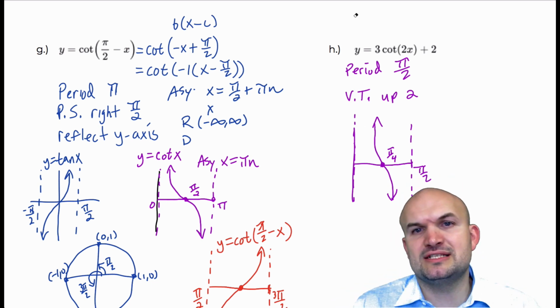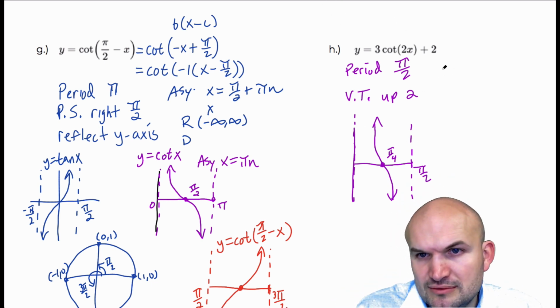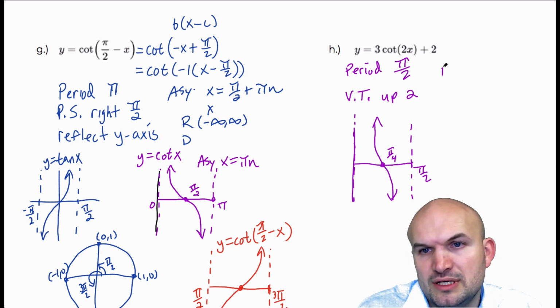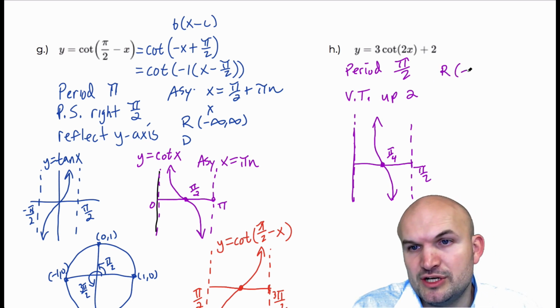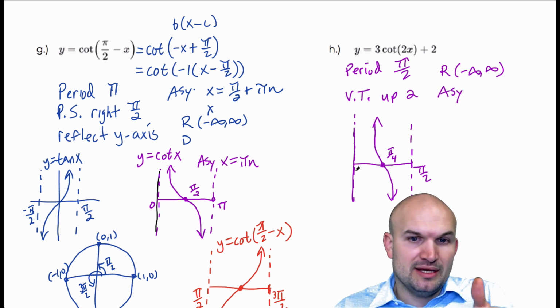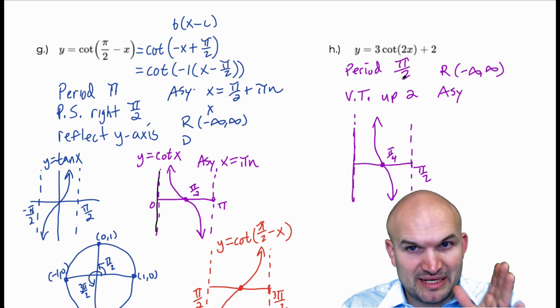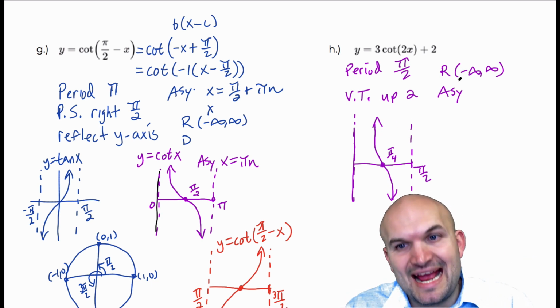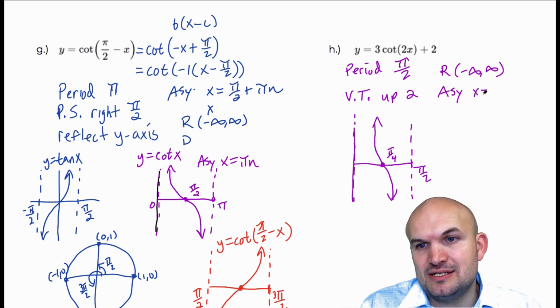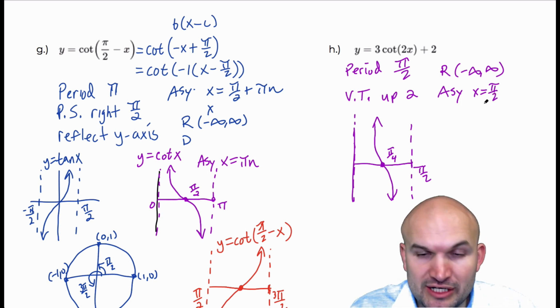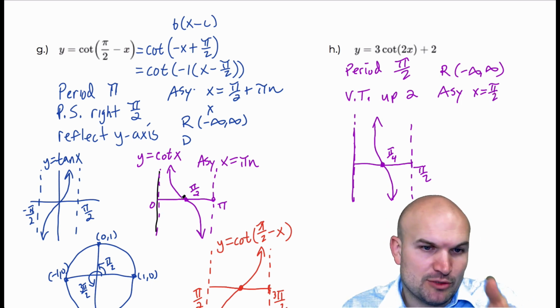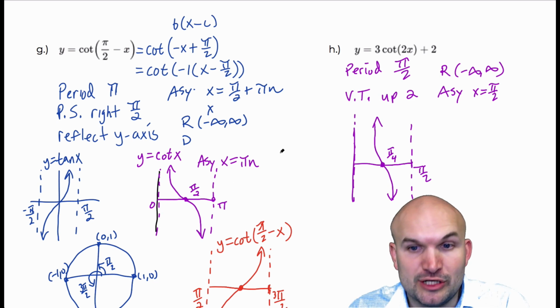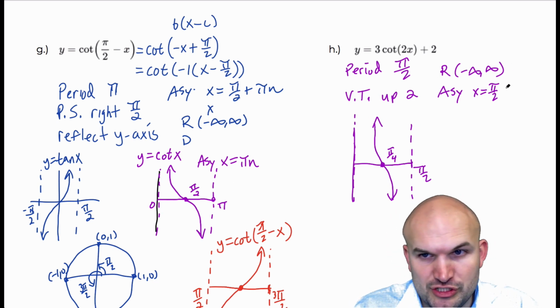Now, as far as the range here, we're going to do from negative infinity to infinity. As far as the equation for the asymptote, you can see that the asymptote is still going to start at 0, but instead of it being pi n, it's now pi halves n. So x is equal to pi halves n, because the asymptote occurs every period n, unless there's a shift.